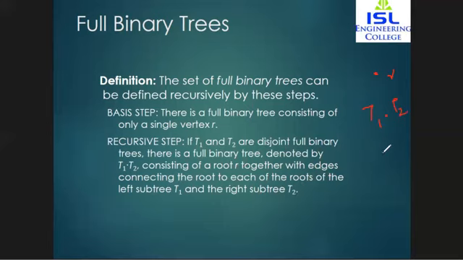What it means is basically that to this R we will give a left child and a right child. So this is considered a binary tree. Whenever a root has two children, it is considered a binary tree.